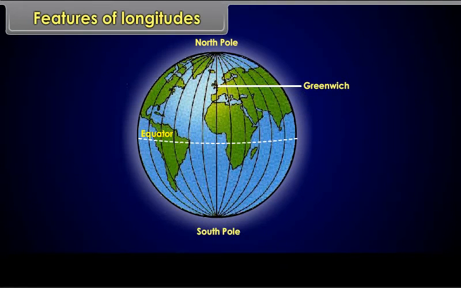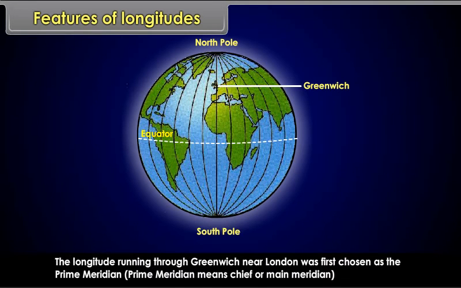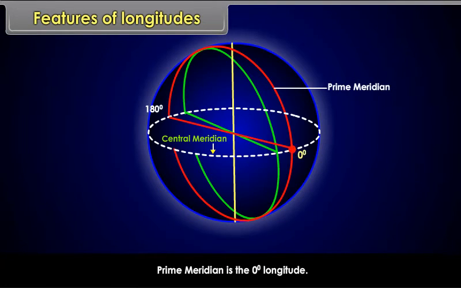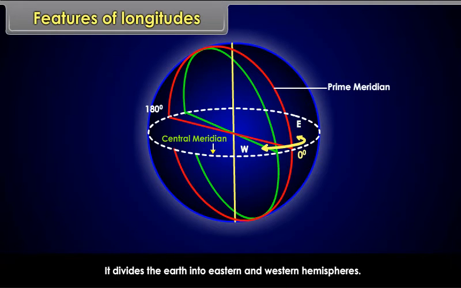Features of longitudes. Meridians are equal in length. All the longitudes converge at the poles. The longitude running through Greenwich near London was first chosen as the prime meridian. Prime meridian means chief or main meridian, having noon at the same time at all places on this line. Prime meridian is the 0 degree longitude. It divides the Earth into eastern and western hemispheres.